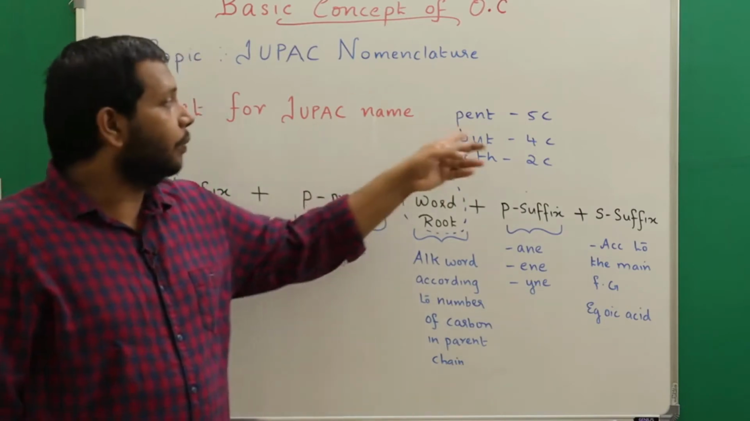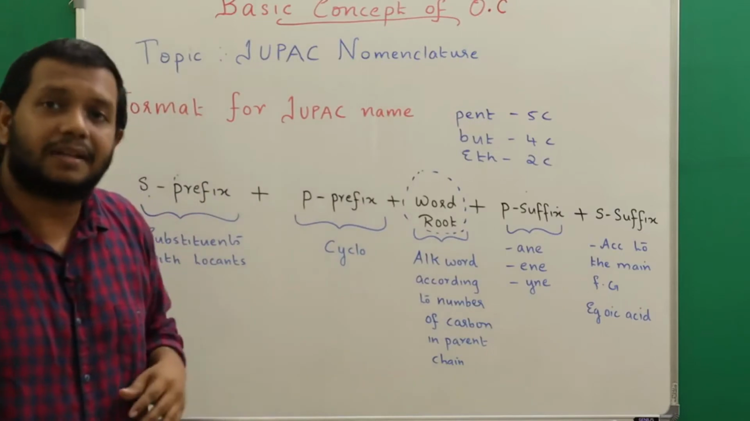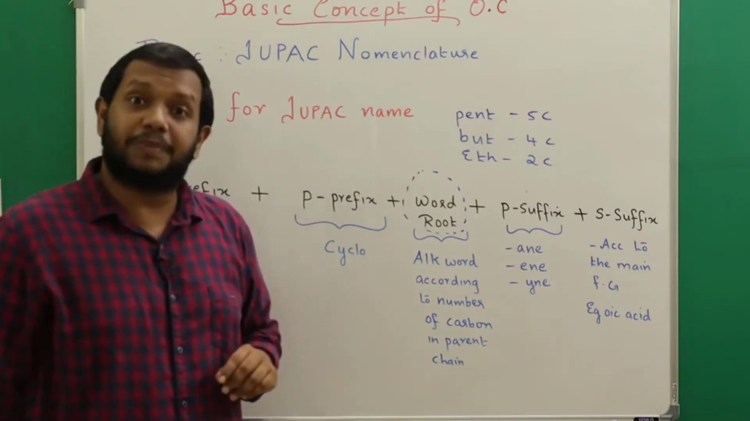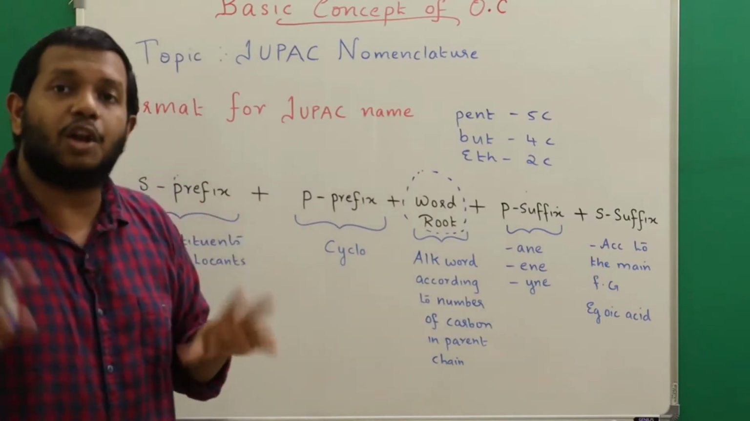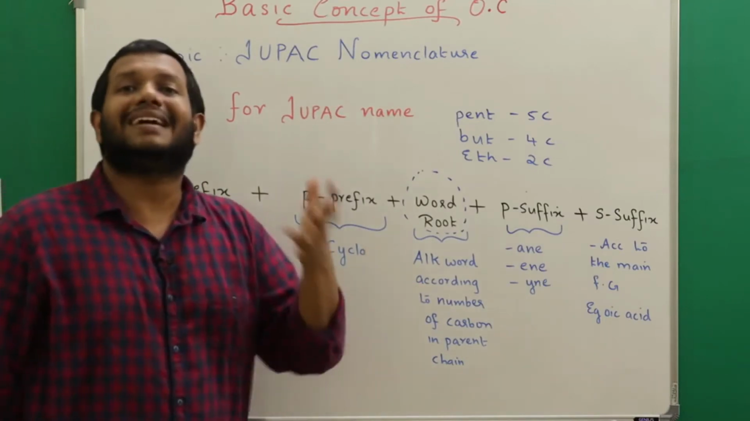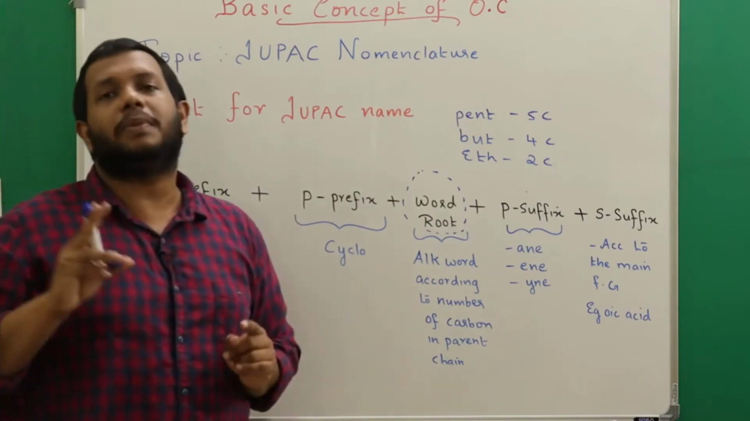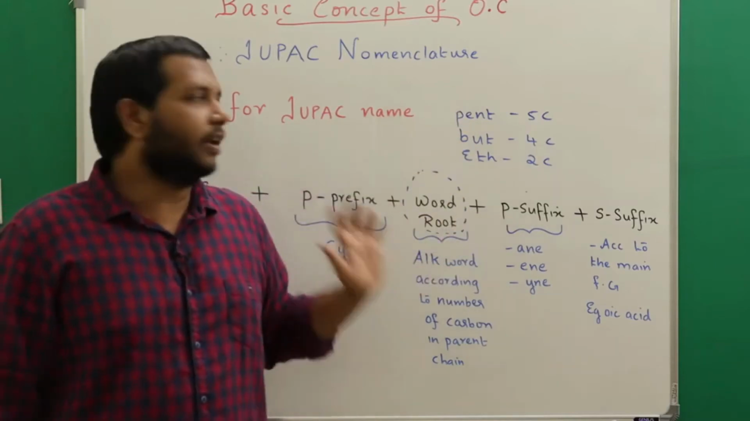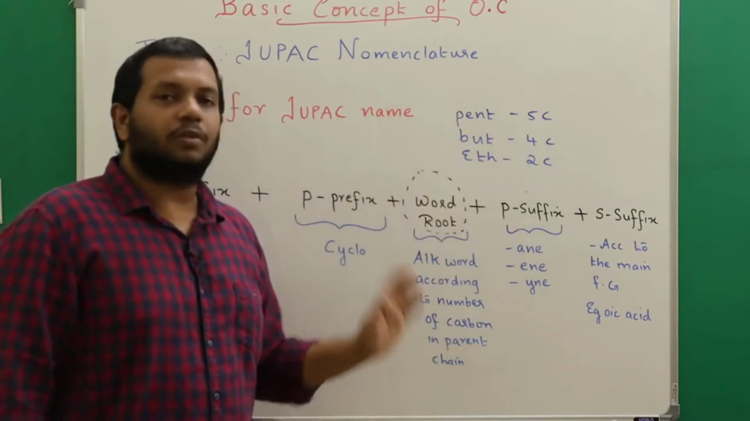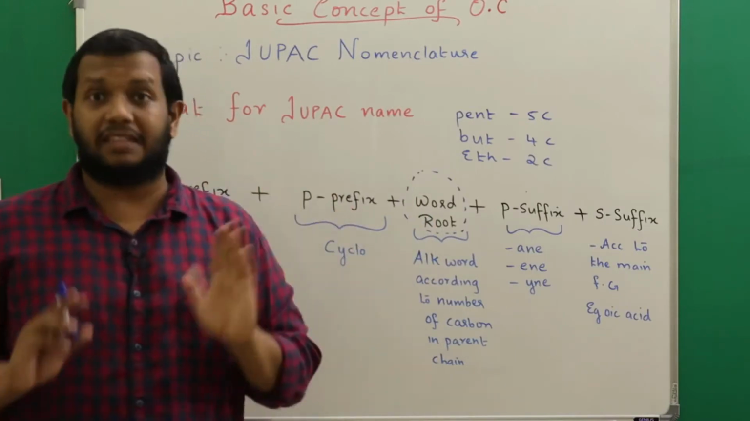Prop. Then 4 means but. 5 means pent. 6 means hex. 7 means hept. 8 means oct. 9 means non. And 10 means dec. And 11 means undec. 12 means dodec. Understood? I will give you that table, don't worry. So that is what it is indicating. This will give only whether it is meth, eth or but, like that, nothing else.